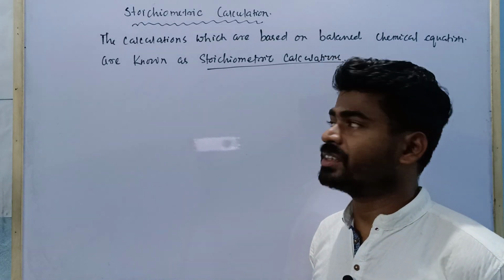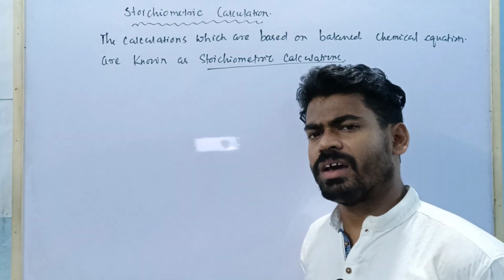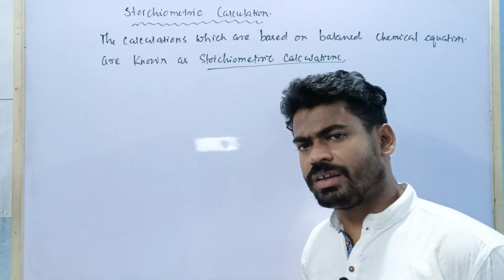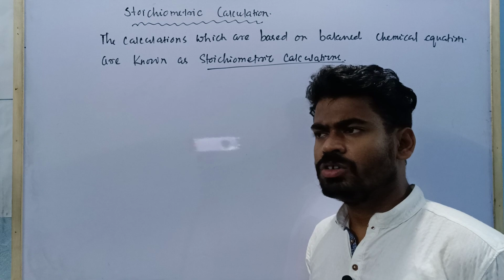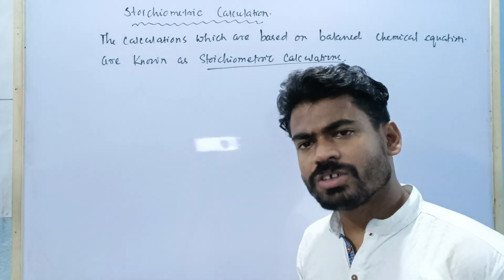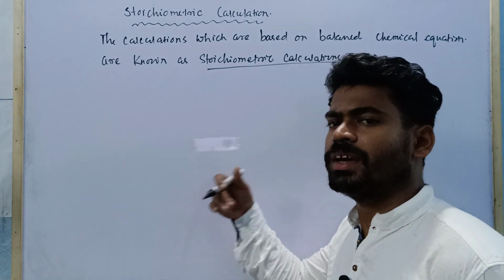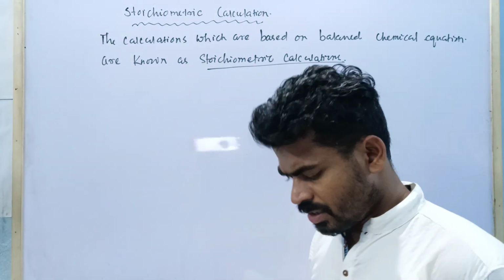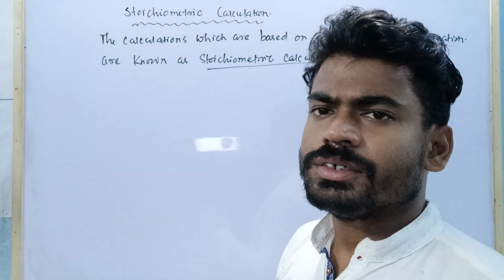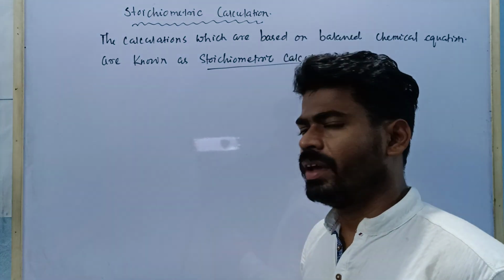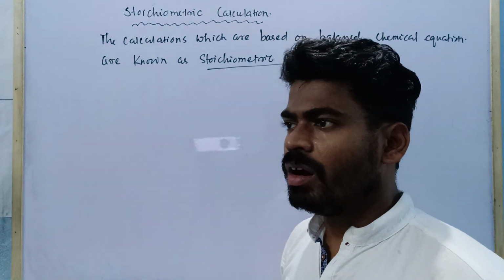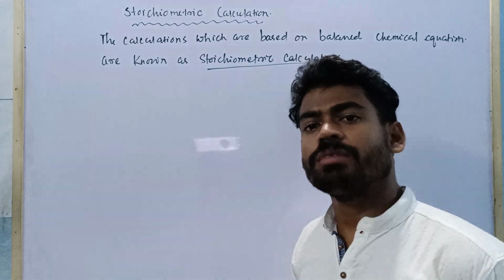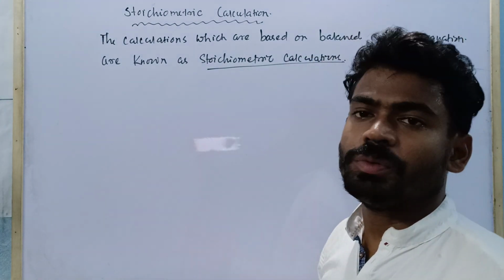So in a balanced chemical reaction, we have to compare the number of moles of a reactant species with another reactant or with a product. Again you can consider the mass of any species and compare with the mass of any other species. So particularly it gives the quantitative relationship between the reactants and products in terms of number of moles, or mass, or number of molecules, or in terms of volume also. That is called your stoichiometric calculation.